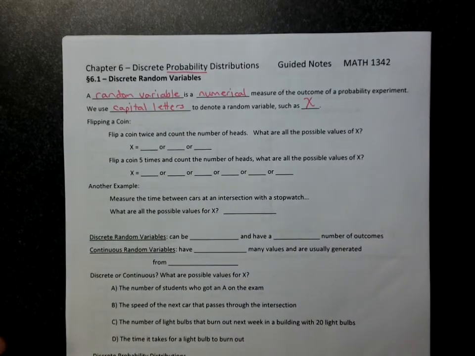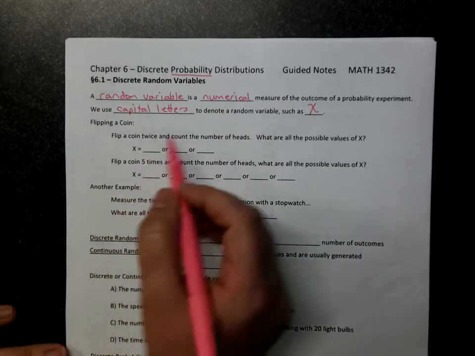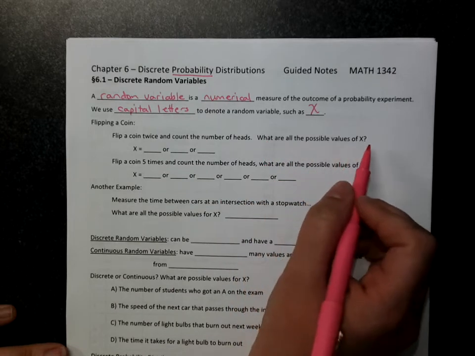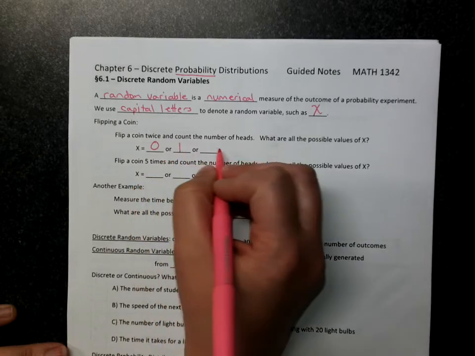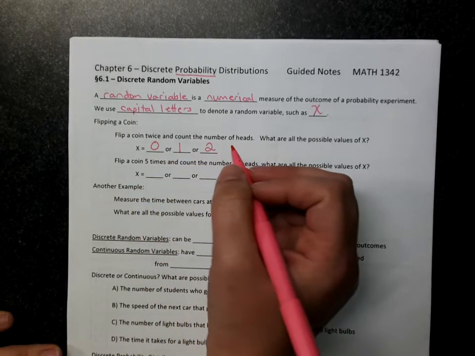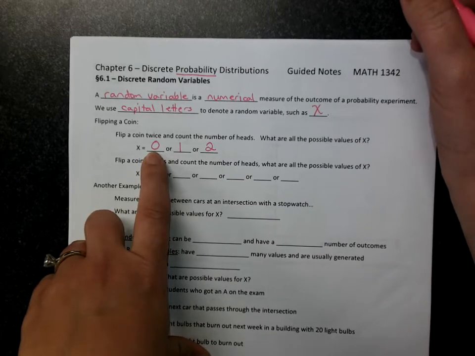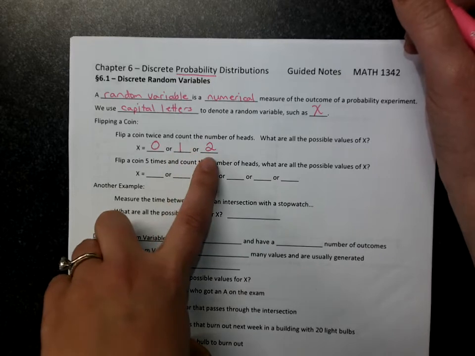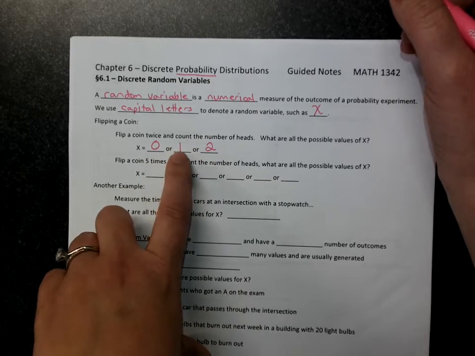So an easy example of this is flipping a coin. If I flip a coin twice and count the number of heads, what are all the possible values of X? X could be 0, X could be 1, or X could be 2. If I flip a coin twice, I could get 0 heads, that's a random variable. I could get 1 head and 1 tail, or they could both be heads. So all my outcomes are 0, or 1, or 2.